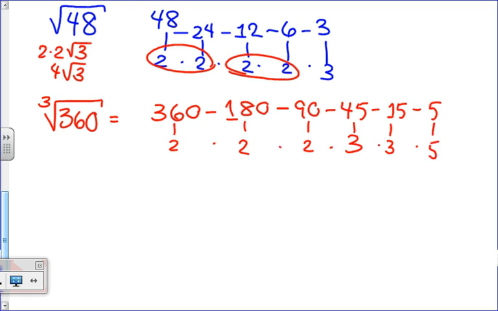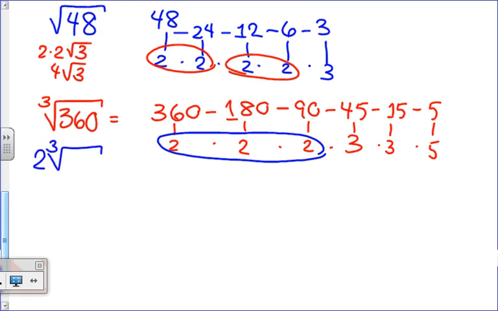Okay. This time we're looking at a cube root. So, do you know what the 3 is? The 2's. Okay. Only one of them will come out. Everything else will stay inside.